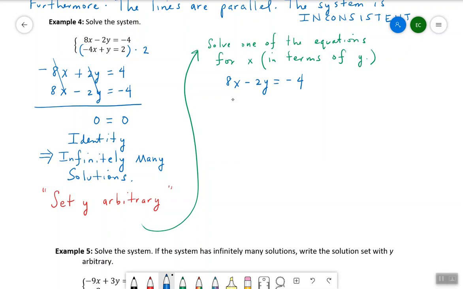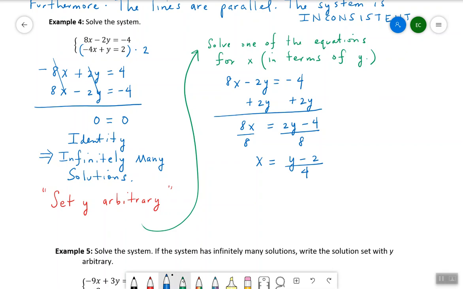Let's take that first equation and solve for x. And so we'll add 2y to both sides, and we'll have 8x equals 2y minus 4, and then we can divide by 8 on both sides, and we have x is equal to, let's see here, maybe we could just take a common factor of 2 out of each term in the numerator, and then cancel it with a factor of 2 in the denominator. And so that would get us y minus 2 over 4.